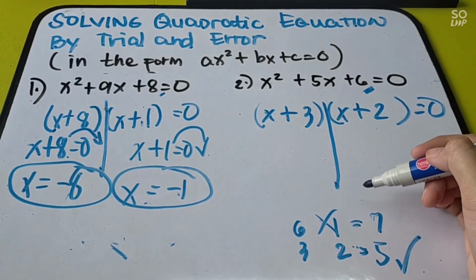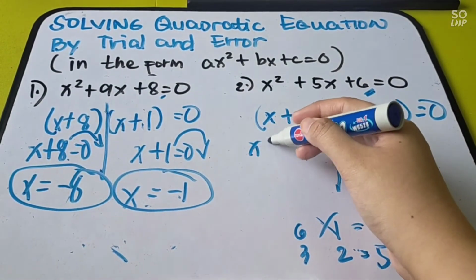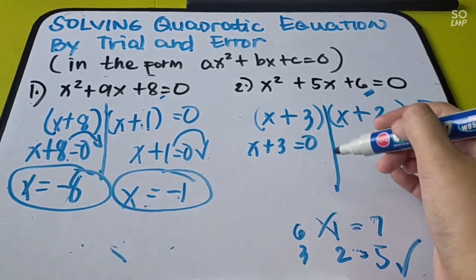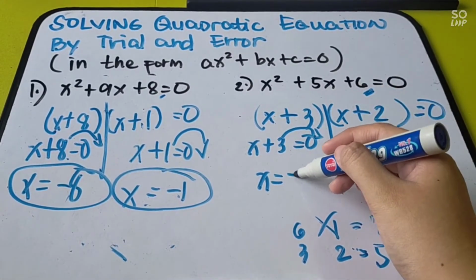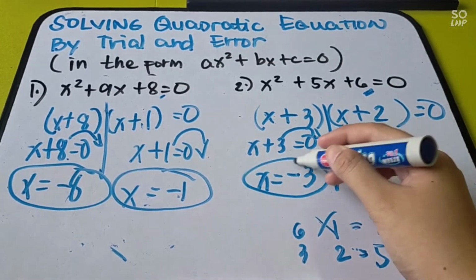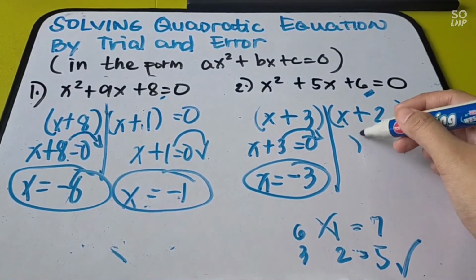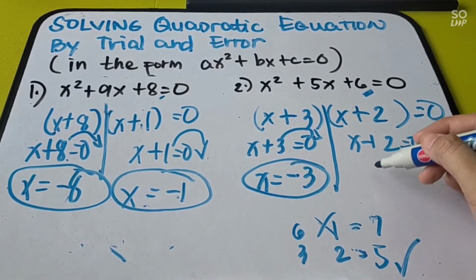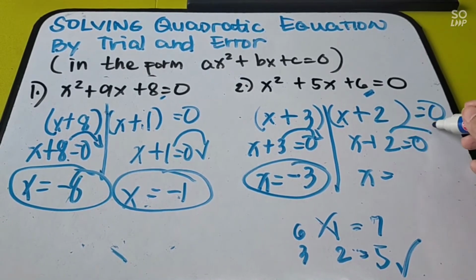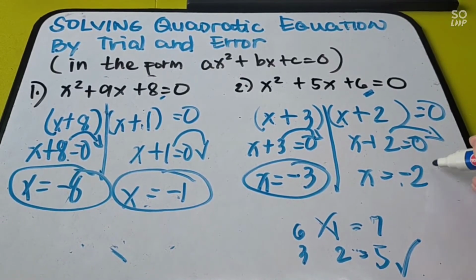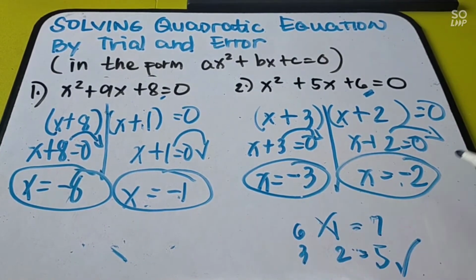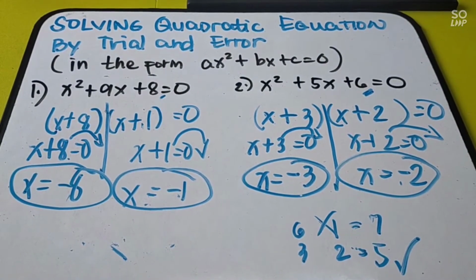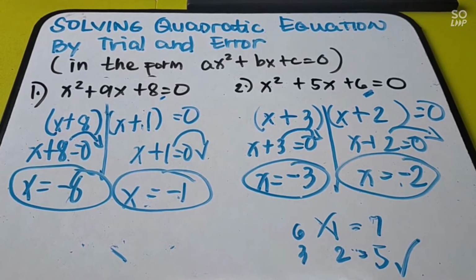And then, separate na po tayo. We have x plus 3 is equals to 0. So, x is equals to, just transpose 3 to the other side, that is negative 3. We're done. Next, x plus 2 is equals to 0. X is equals to, just transpose 2 to the other side, we have here negative 2. So, the answer in this equation, we have here negative 3 and negative 2. Is it clear? Now, let us have more examples.